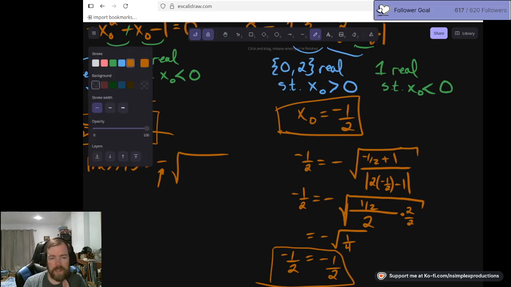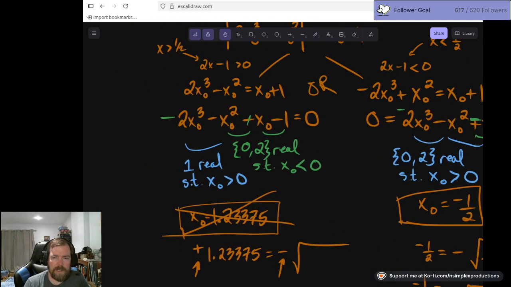So yeah, x0 is equal to negative 1/2 is the only solution that is going to work, the other one being on the wrong side. Okay, so why does that work? Why does it do that? Why do we end up with a positive on one side and negative on the other?